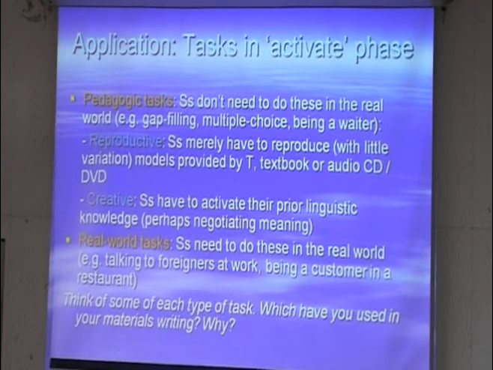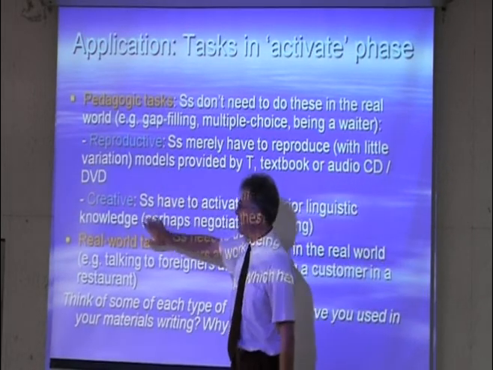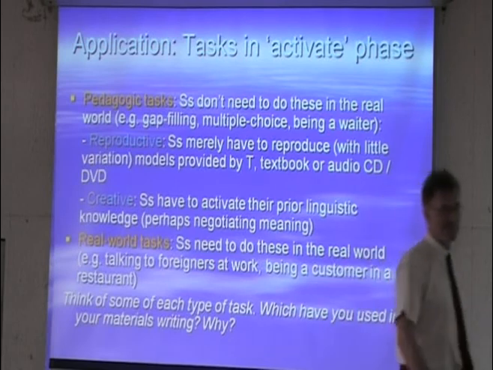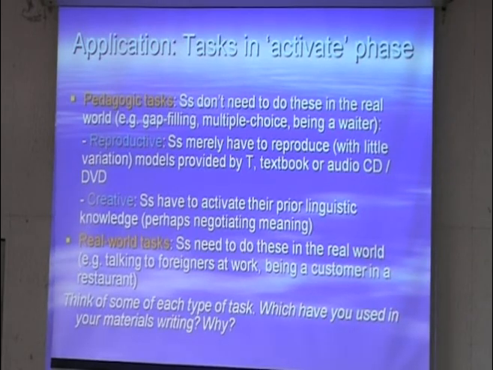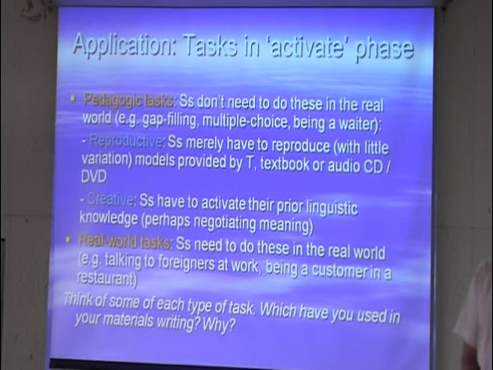Which kinds of tasks have you used in your material so far? Pedagogic tasks or real-world tasks? And if they're pedagogic, are they very reproductive? Or have they been creative? Be honest now. Who would like to say something? Somebody who has not said anything so far.